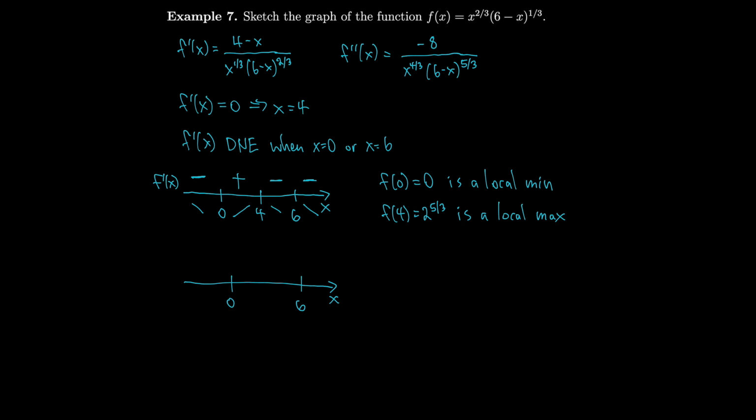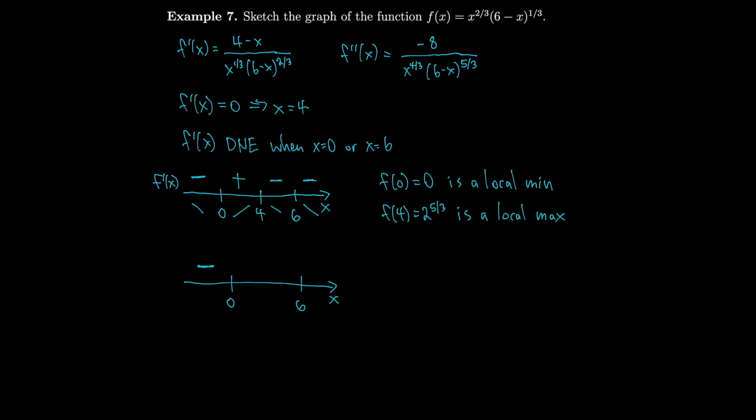To the left of 0, the denominator is going to be positive no matter what, and the numerator is negative no matter what. If we plug in, let's say, -1, then that makes this positive. So we have negative divided by positive, which is negative. So this is negative.